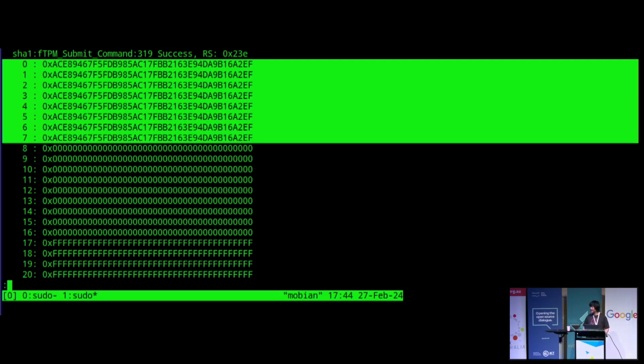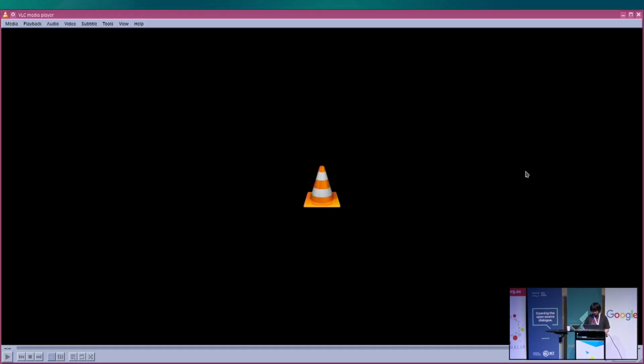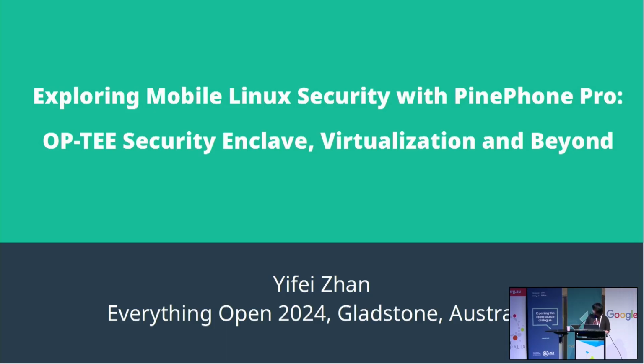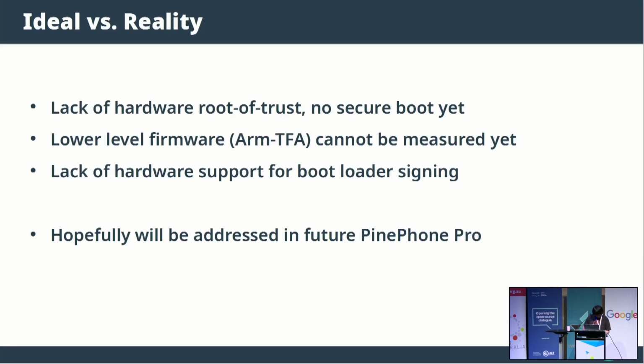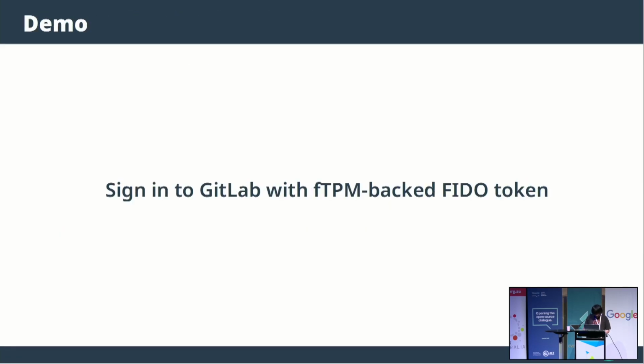Here you can see the measurement stored in counter 127. Those are populated by U-Boot. And then with fTPM ready to use, we can do things like emulate a FIDO token and then use that FIDO token to sign in to different websites.